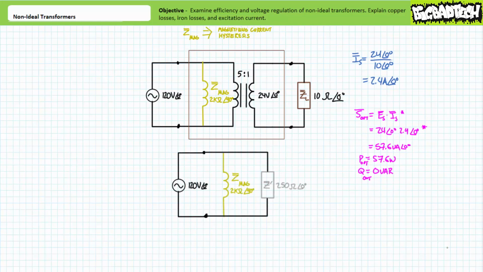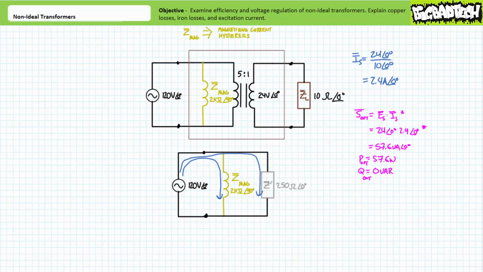Let's now examine the primary input side of the transformer. This is where things begin to diverge from our ideal expectations. As previously, let's perform this analysis using the reflected impedance seen by the primary winding. The source still sees a reflected impedance of 250 ohms at an angle of 0 degrees. However, this time the reflected impedance is seen in parallel with a 2 kΩ at an angle of 90-degree inductor.